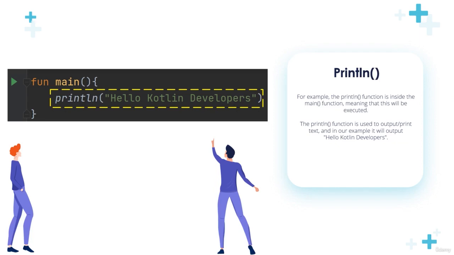The println method, for example, is inside the main function, meaning that it will be executed. I told you that everything inside the main method will be executed, and the println is a line that is present inside the main method.